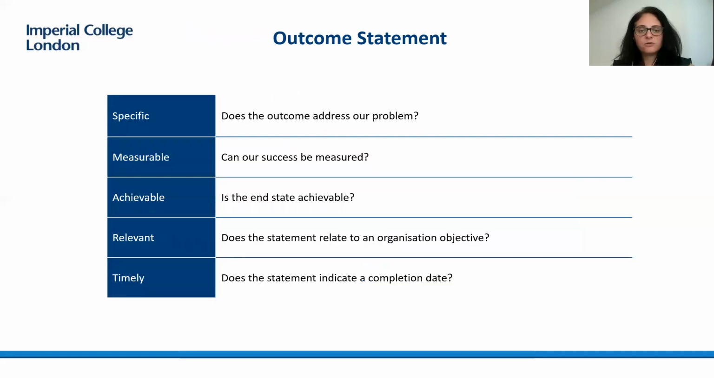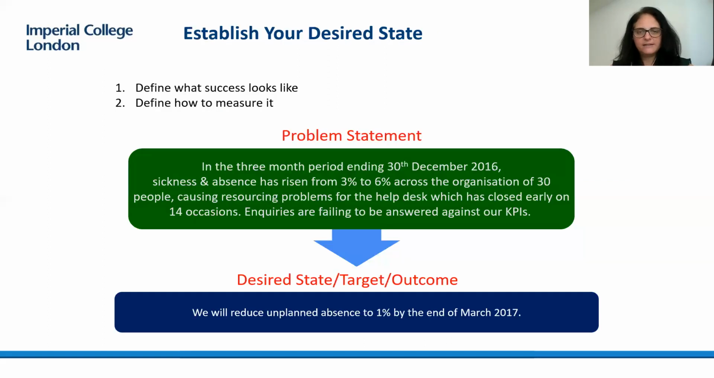Measurable. Can our success be measured? In this case, yes, it can. Because if unplanned absence or sickness and absence is at 6% at the moment, and we want to get it down to 1%, we can measure that as we go through this piece of work.